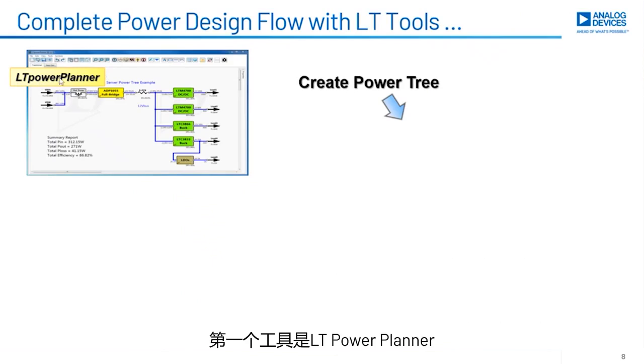The first is called LT Power Planner. This is a tool for creating power trees, doing some basic analysis on how much power is going to be used by each of the converters and each of the loads that you have. And this tool does all the math behind the scenes. So it'll keep track of this converter has an efficiency of some number, 90%. That means that 10% of the power gets lost. So the tool will take that into account when it looks at how much power you have to deliver from your input source. It also provides nice graphics.